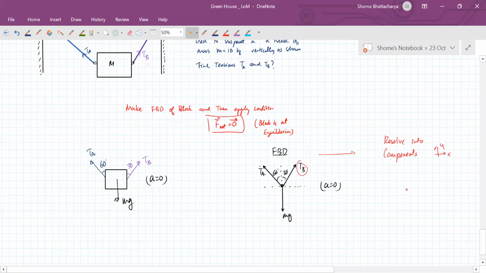So when we resolve tension TB, this component of tension, the vertical one, will become TB cos 30 degrees, and this will become TB sin 30 degrees because this angle was 30. Similarly, when we resolve TA, the vertical component will become TA cos 60 degrees. This side, the horizontal component will become TA sin 60 degrees. And mg we will just let be the way it is because it's already vertical.